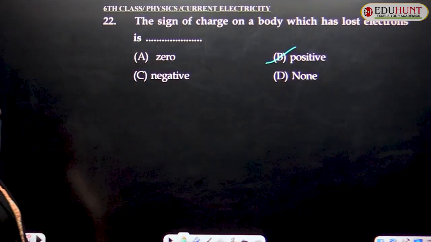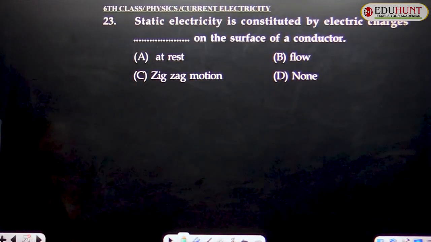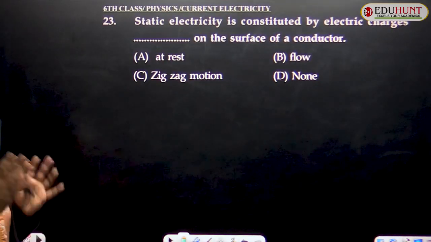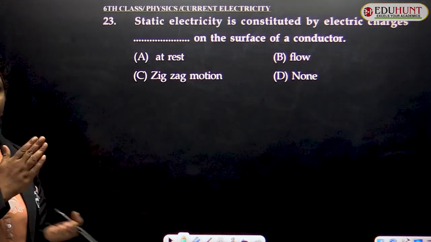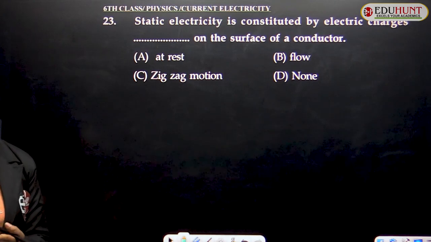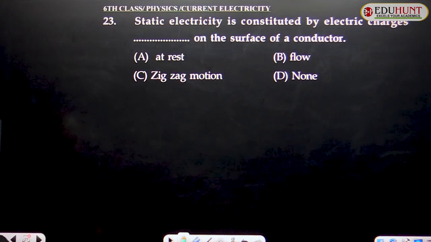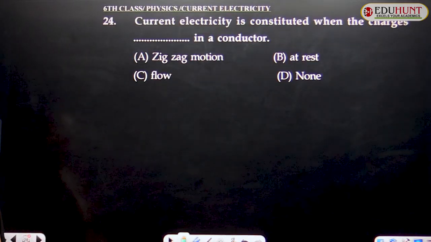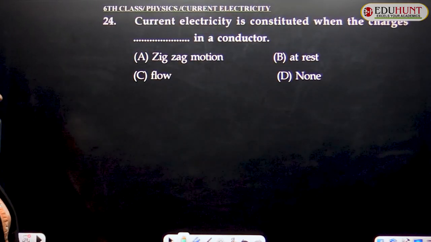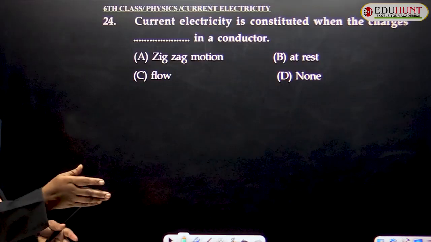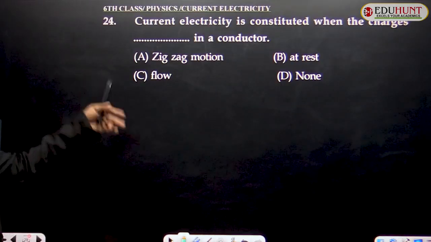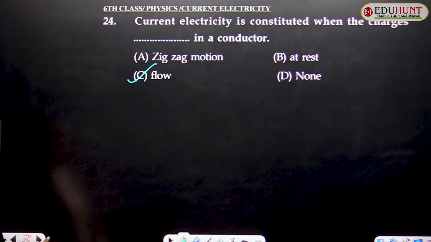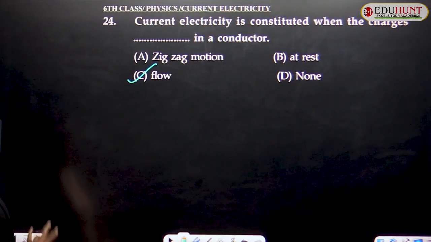Static electricity is constituted by electric charges at rest. We already discussed in the beginning: static means charges at rest, and current electricity means charges in motion. 24th: current electricity is constituted when the charges are in motion, or when the charges are flowing, which means the same. The flow of charges constitutes current electricity.